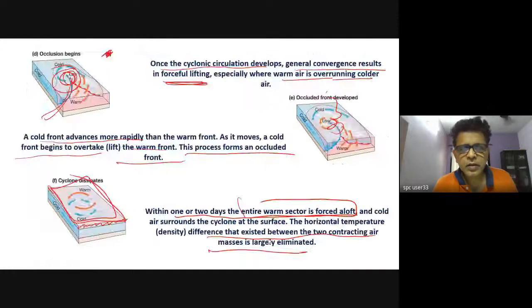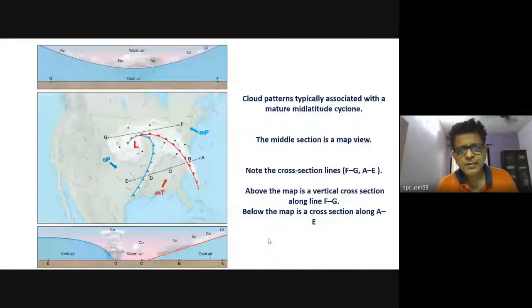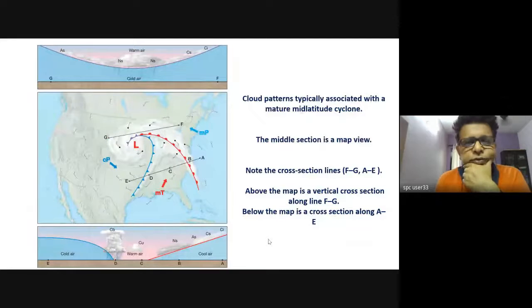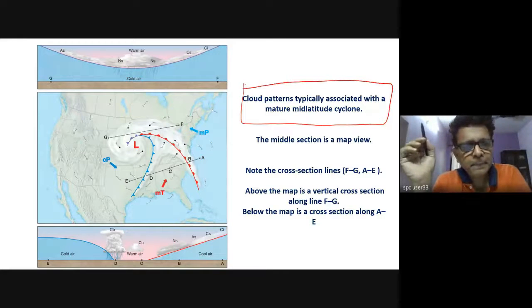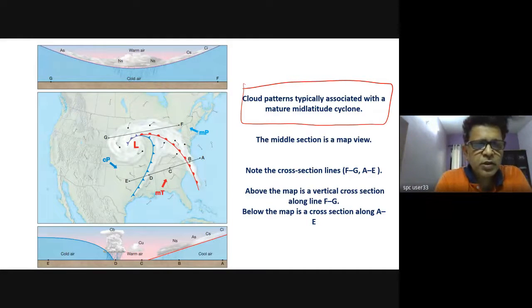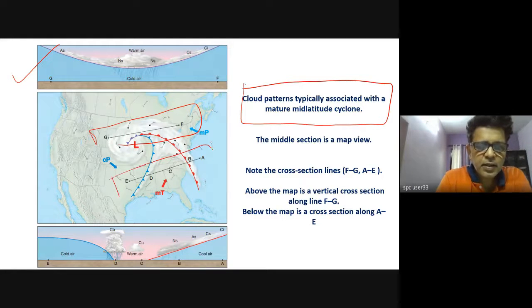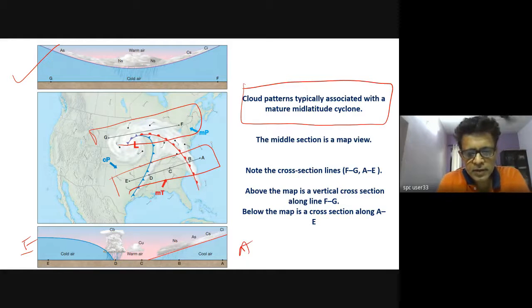And this is how a cloud could actually look: cloud patterns associated with a mature mid-latitude cyclone. This is GF, this is EA. What they've done is they've given us various locations A, B, C, D, E, F, and G. A is here. We are more interested in B.